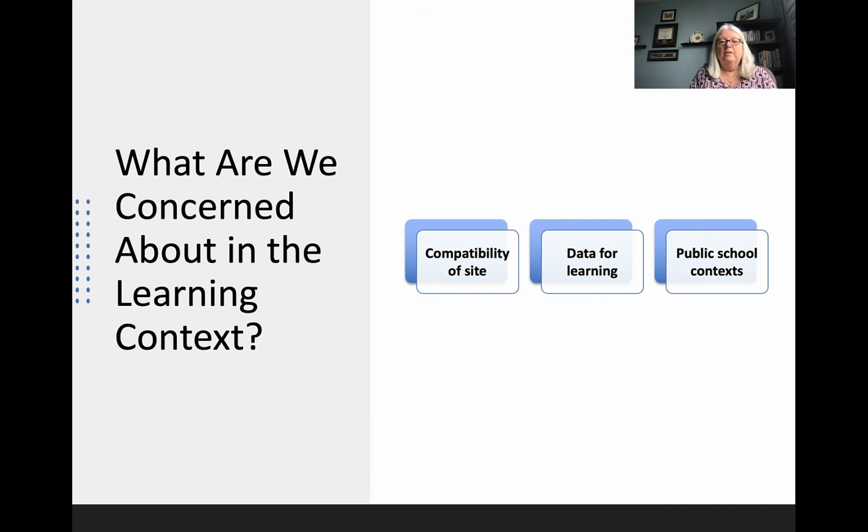Then lastly, we're concerned about the learning context. This is where we're actually going to do the training. Okay, so we're concerned about how compatible the site is, how like the site is to the performance context. Is it set up so that people can actually learn there? And we have different sorts of contexts. I mean, we would look at this differently if we had a face-to-face session in a lecture hall versus an e-learning kind of context. Okay, so we would be concerned with these items.